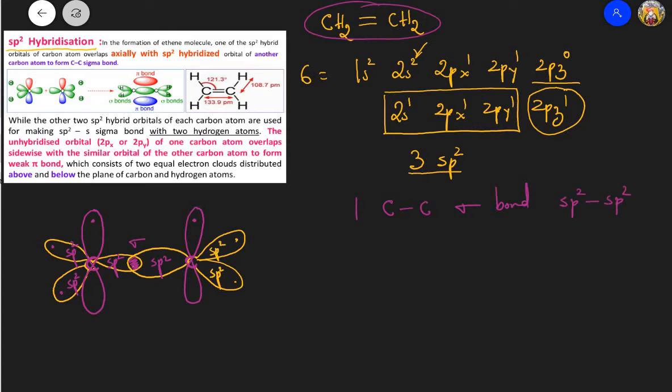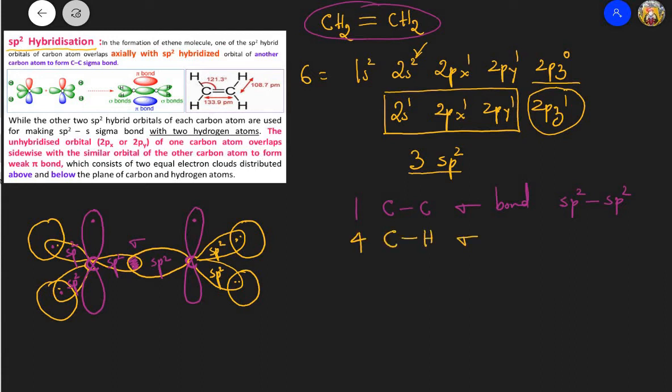Is it clear? Now the second part is that we should remember that in the ethene molecule there are 4 hydrogen atoms. So one of the hydrogen atoms will be overlapping with one sp2 orbital here, right? So this is the second one here, this is the third one here, and this is the fourth one here. So altogether we can say that there are 4 carbon-hydrogen bonds.